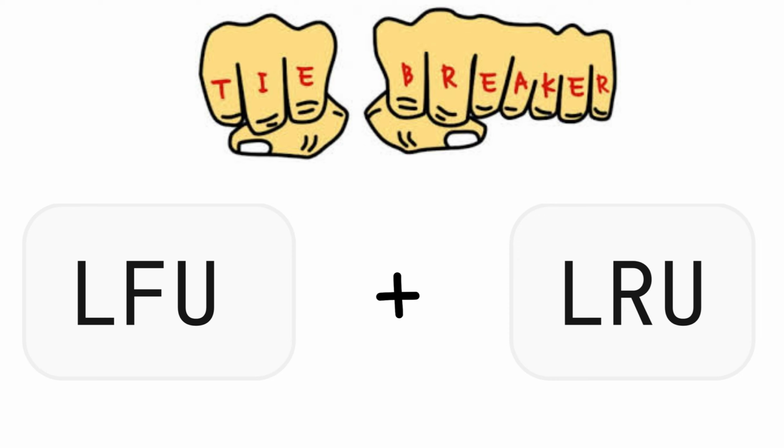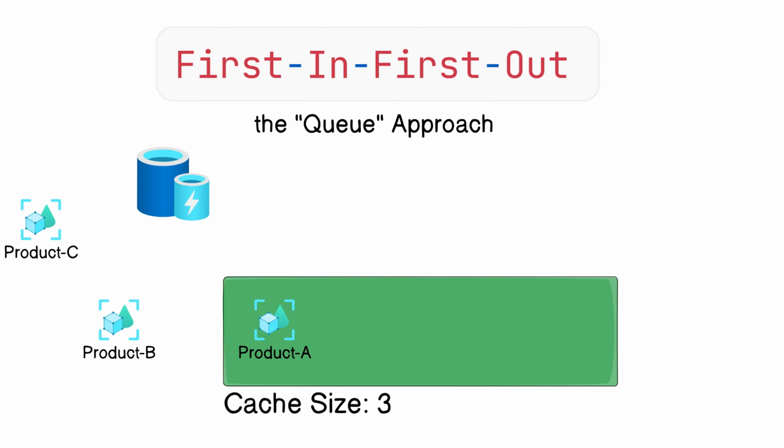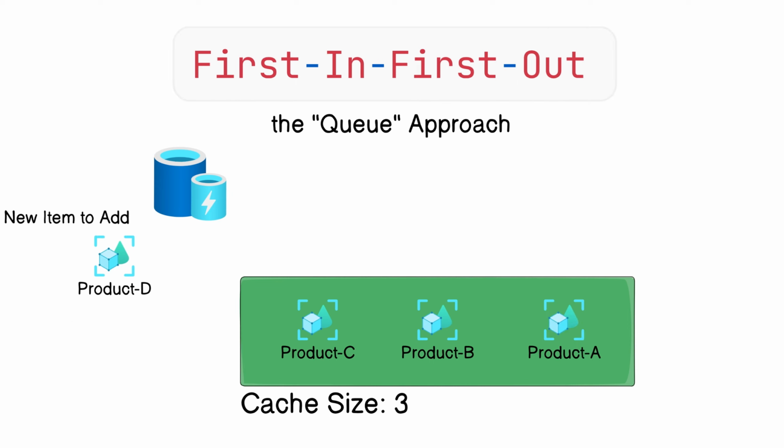Similarly, we can also use the least recently used approach as a tie-breaking strategy. The least frequently used approach is efficient for predictable patterns, but it comes at the cost of high overhead of tracking the access count. Next, we have first in, first out, or simply the queue approach.